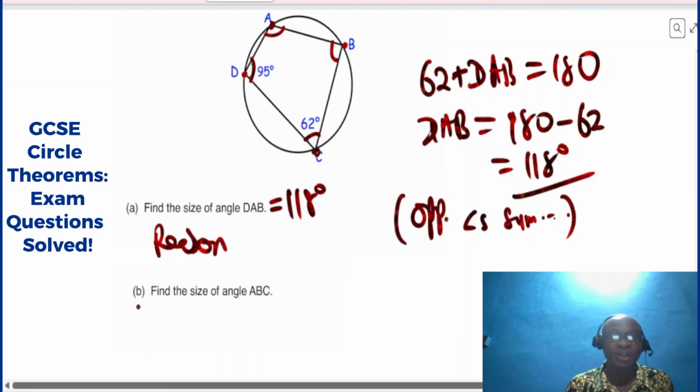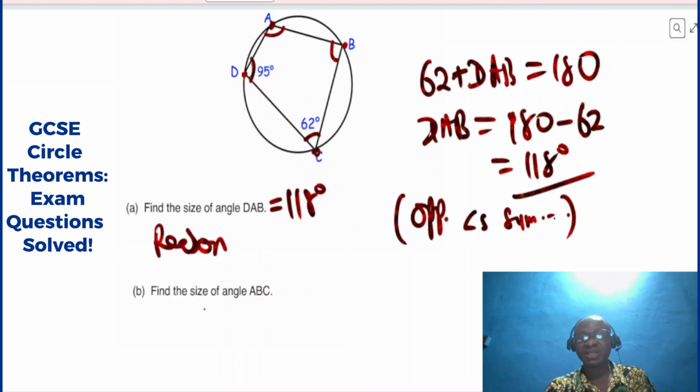Now look at question B. Find the size of angle ABC. So you can see it is still going in line to what we have covered today. So give me the answer for the second part, the B part. 85 degrees. 85 degrees. And that is still the same application. So they are just testing your mind.